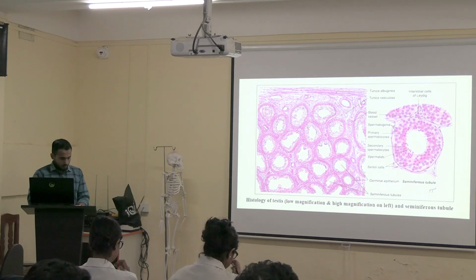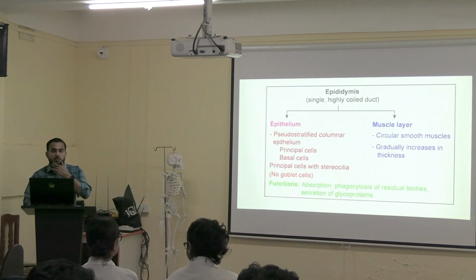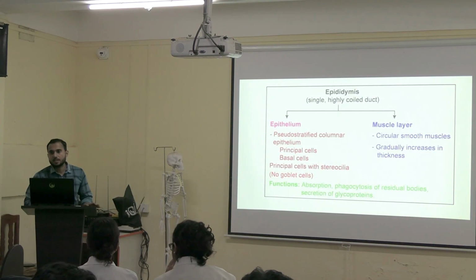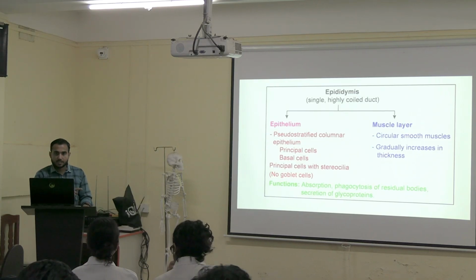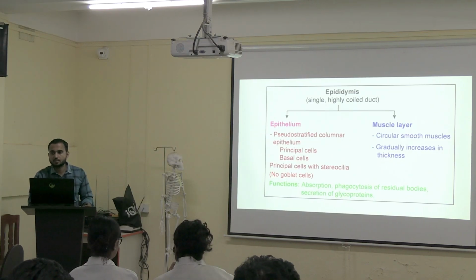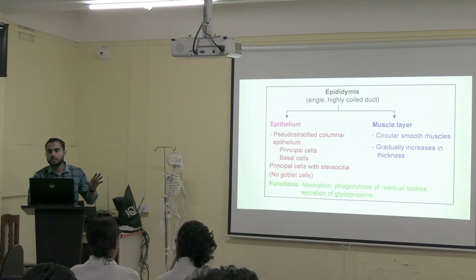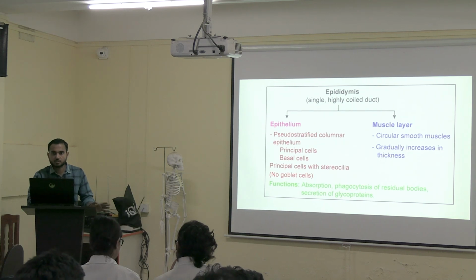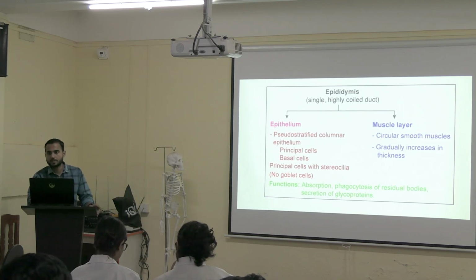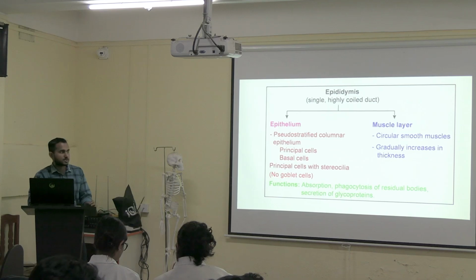Okay. So what do you think? What will be present in the epididymis? Now see, the point is there is very much similarity between the slide of epididymis and the slide of testis. If you see both the slides, they look almost the same. Then how to differentiate between the epididymis and the testis?